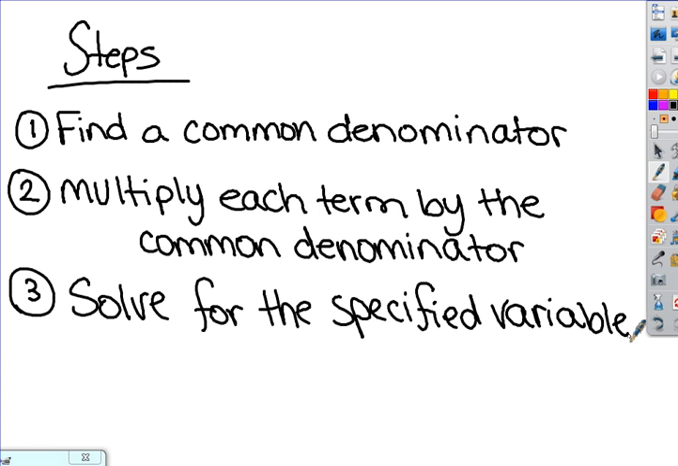So step 1, find a common denominator. Step 2, multiply each term by the common denominator. And step 3, solve for the specified variable. Let's go ahead and do some examples.